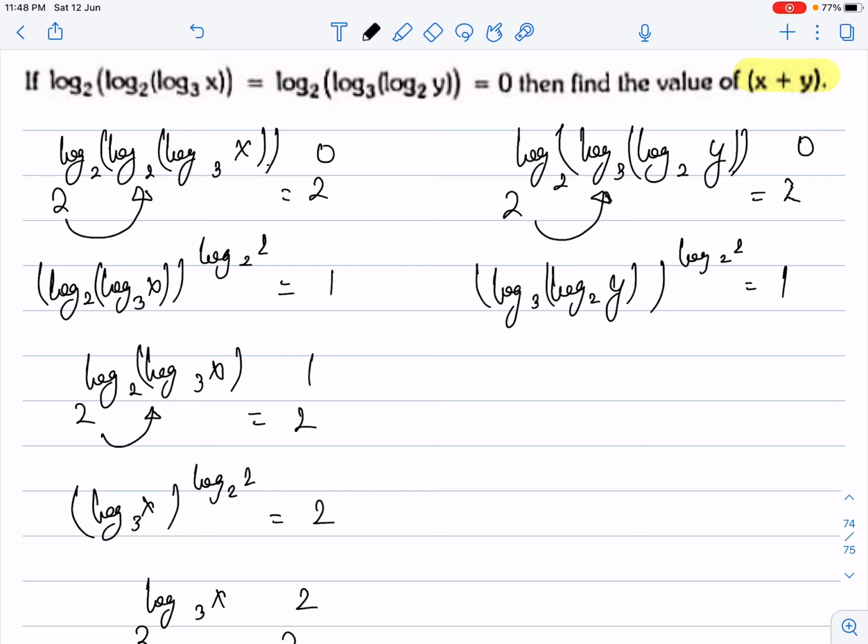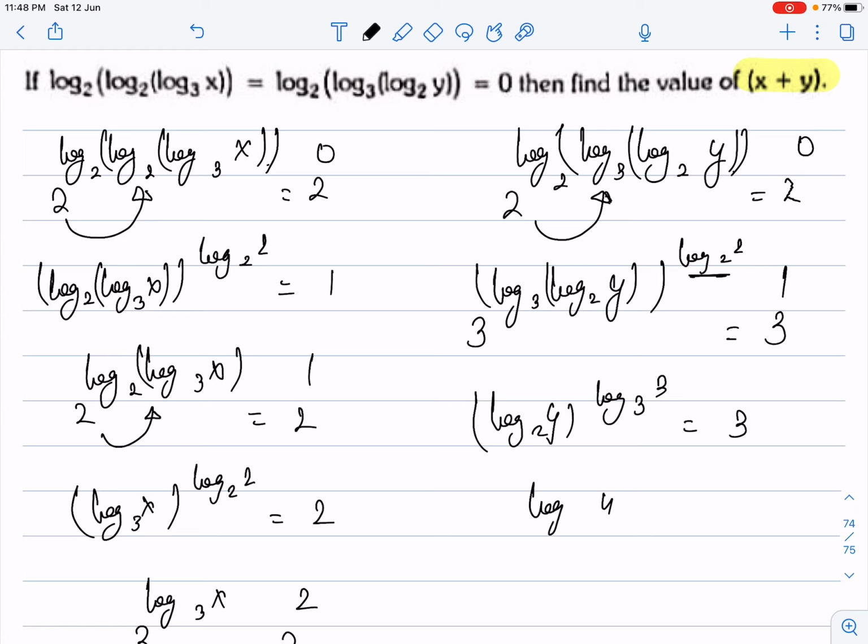Now let's write both the sides on the power of 3. So this will become 1 over here. So log of y base 2 to the power log of 3 base 3 will again become 1 over here, and this will be written as 3 by me.